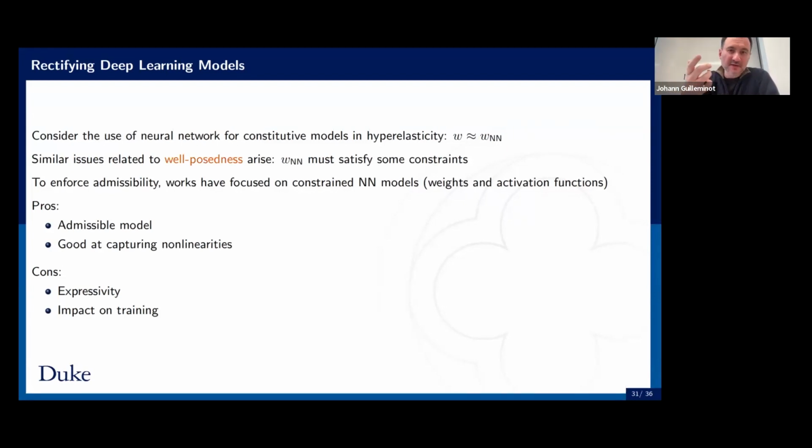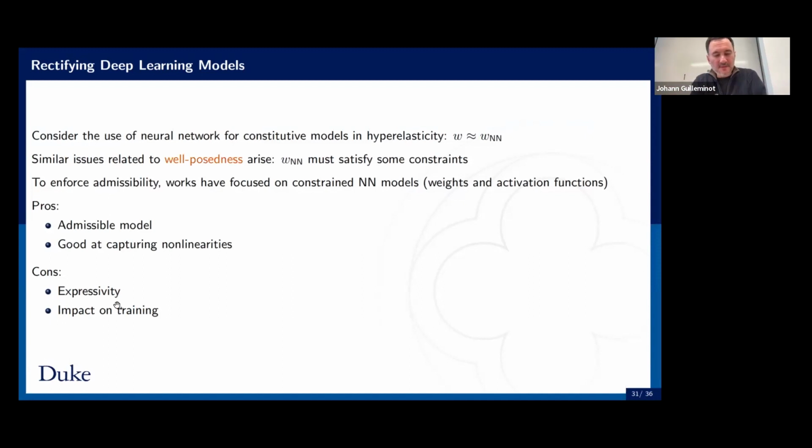And people did that in the past. Basically, the easiest way to do that is to constrain the weights and the activation function. Essentially, if you take positive weights and convex activation functions, then you can ensure polyconvexity. Right, so that's good.